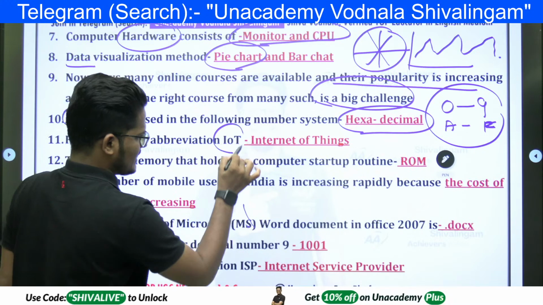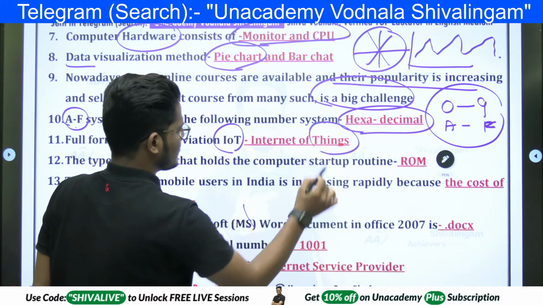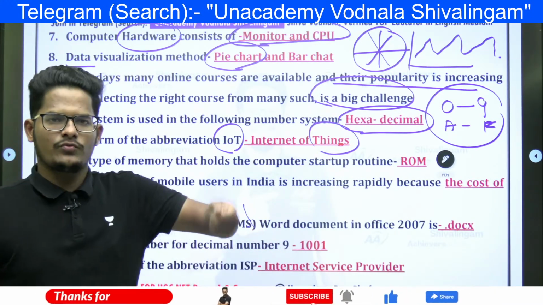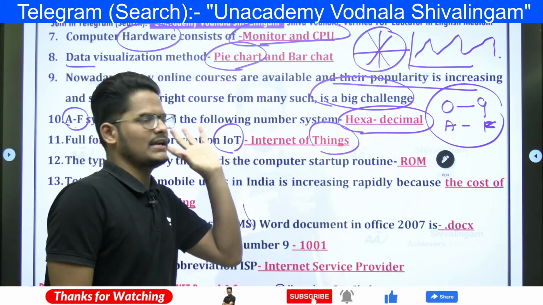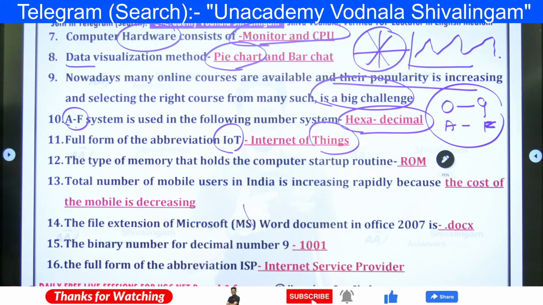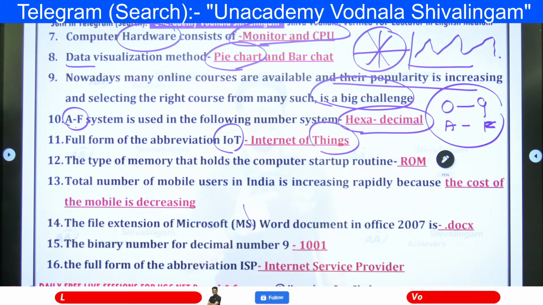IoT full form is Internet of Things. Internet of Things is nothing but the things which we can perform by using the internet, that is called as Internet of Things.